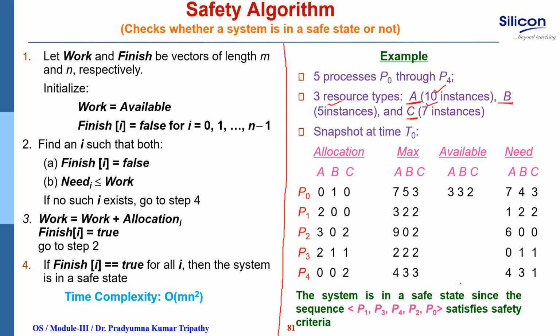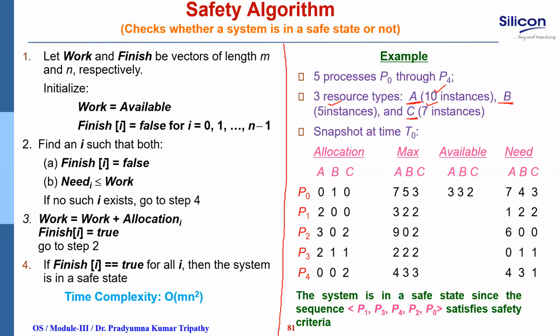Now, we have to check whether the system is in a safe state or not. Understood? So the question will come with this scenario given, and the first point will be whether it is in a safe state or not. If it is in a safe state, what is the safe sequence? Correct? So let us solve the problem now.